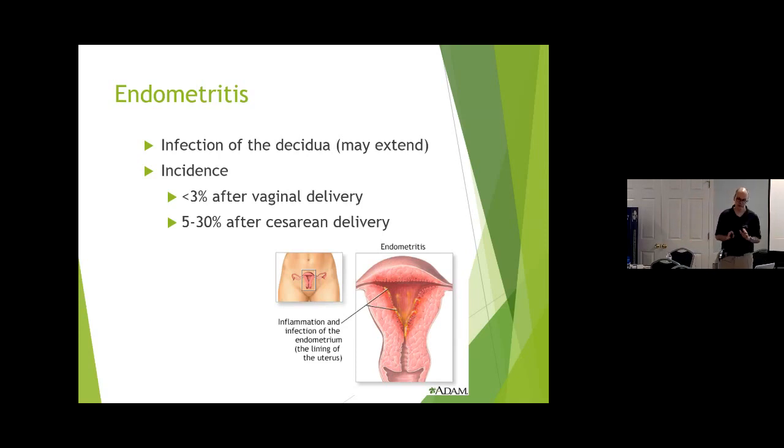I'm going to transition a little bit over to endometritis, postpartum infection. So this is an infection of the uterine lining. It's not that common. Less than 3% of vaginal deliveries, somewhere between 50 to 30% of cesarean deliveries, you can have some size of infection.